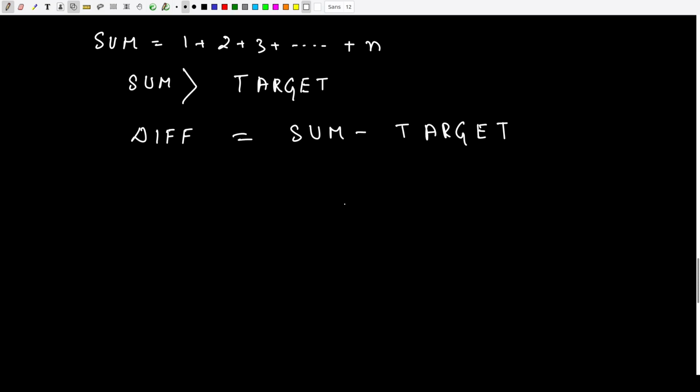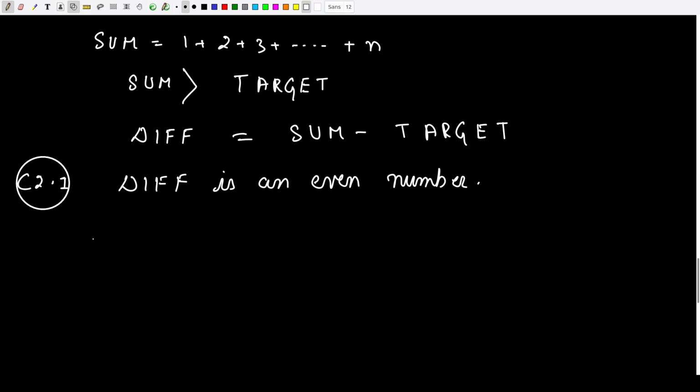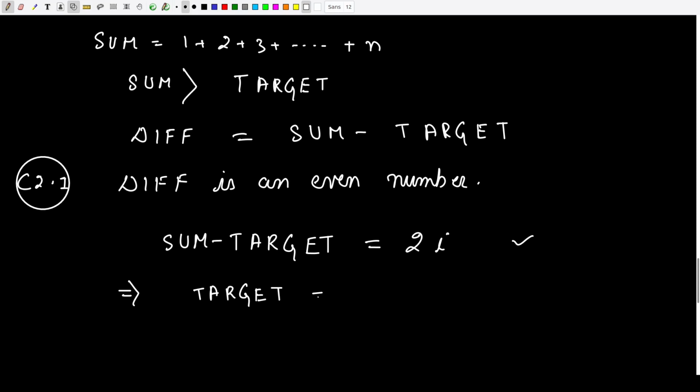Now with this, there arise two cases. So this is my case 2.1, which is within case 2. This is the first case, where the difference is an even number. If the difference is an even number, then sum minus target will be equal to 2i, since this is how we represent even numbers. This equation can be rewritten as target equals sum minus 2i.